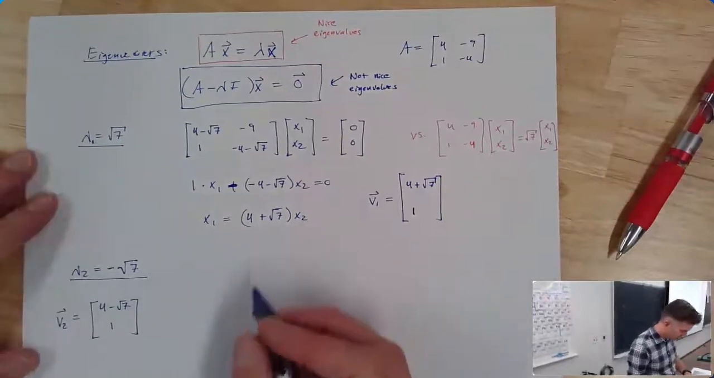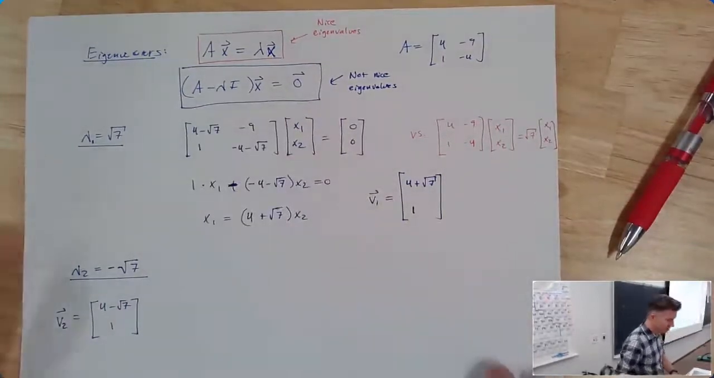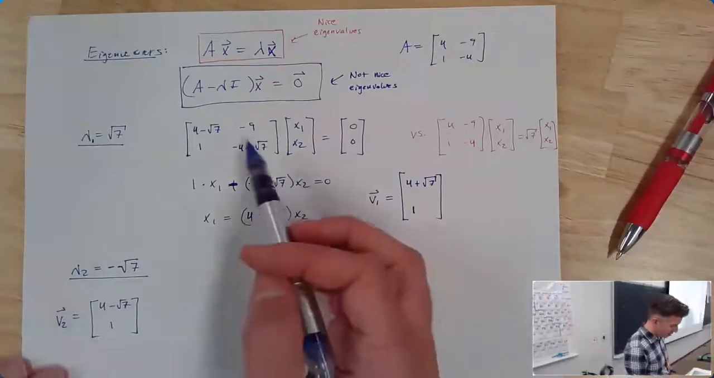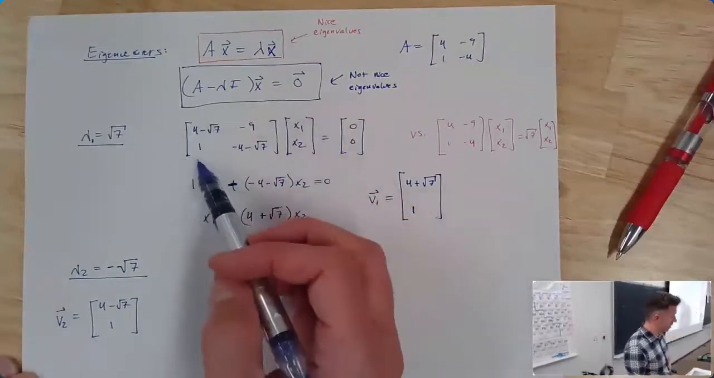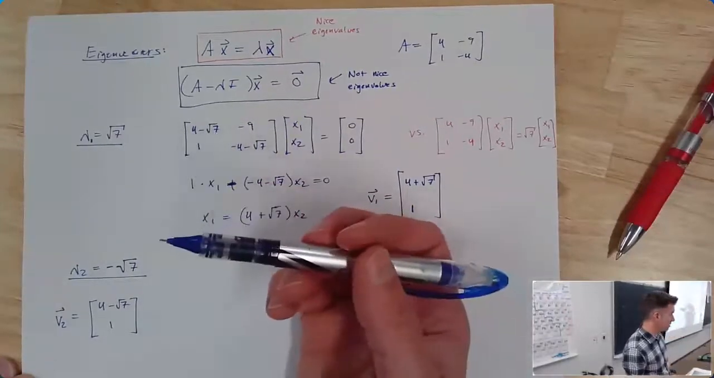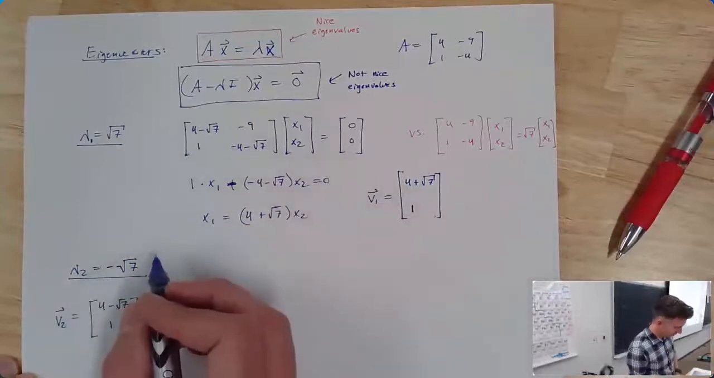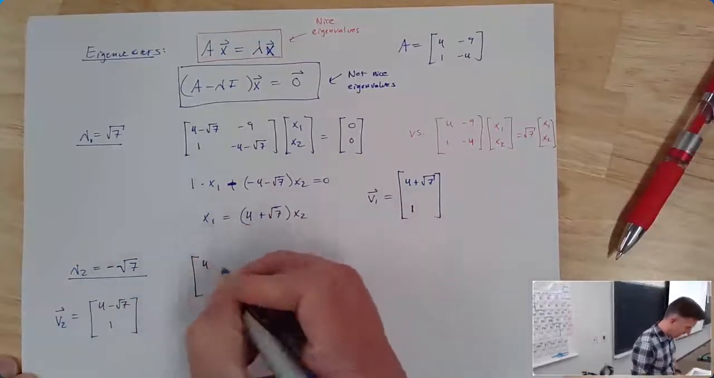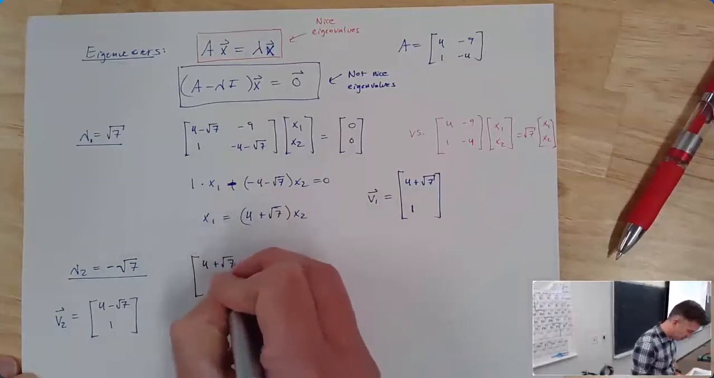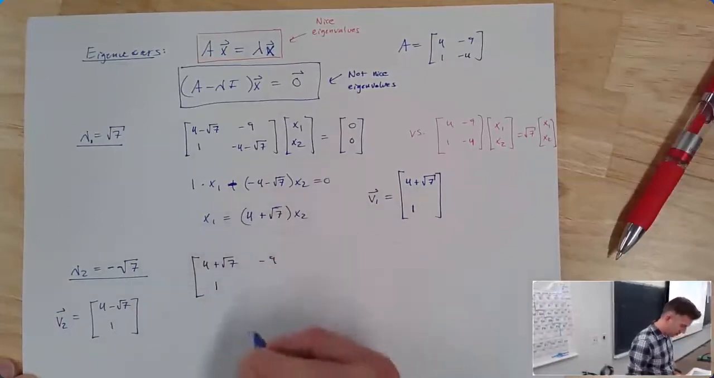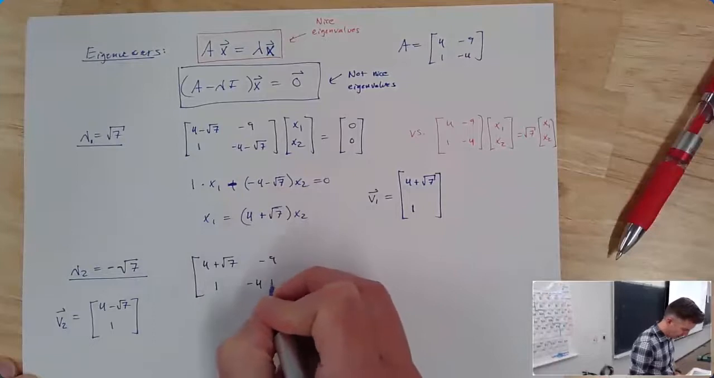So let's check though. So I do the work. Well, actually, you can almost get away without doing the work, because all we're going to do in our equation here is change all the minus root 7s to plus root 7s, because now we're subtracting negative root 7. So we're going to have 4 minus root 7, still a negative 9, still a 1, and a negative 4 minus root 7.